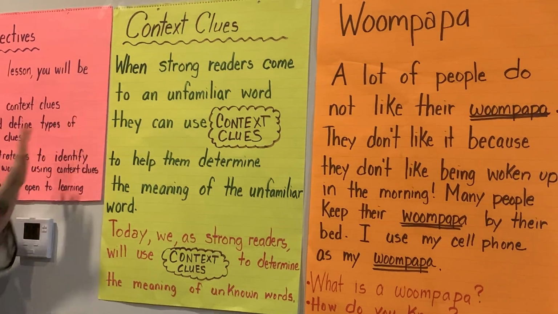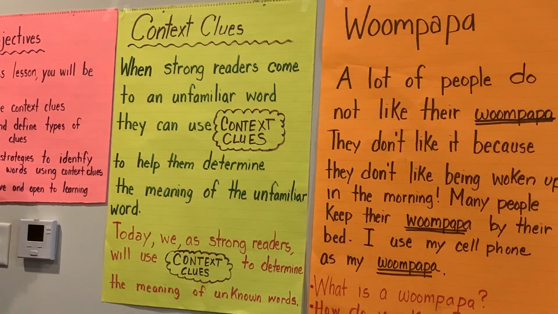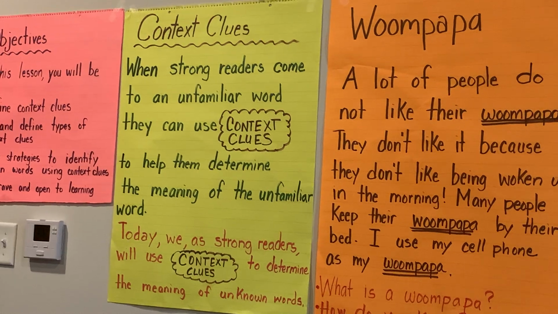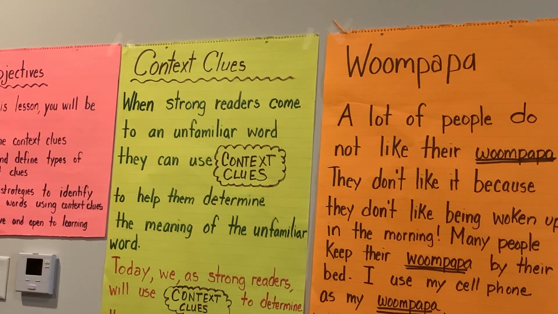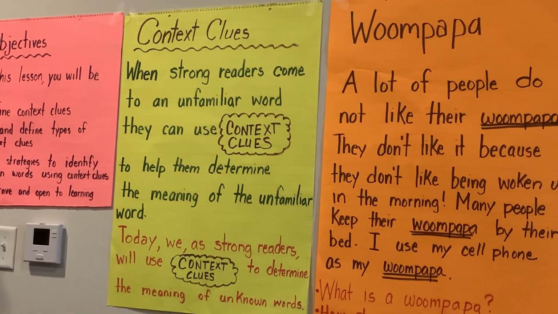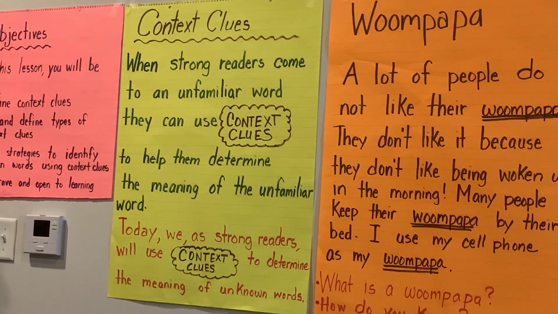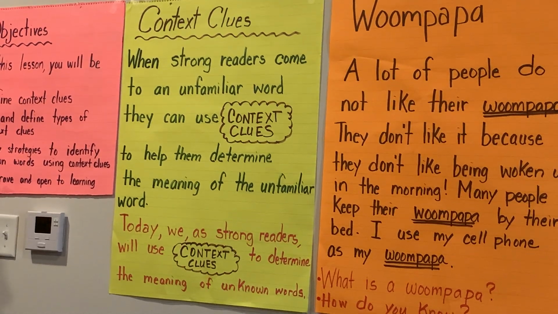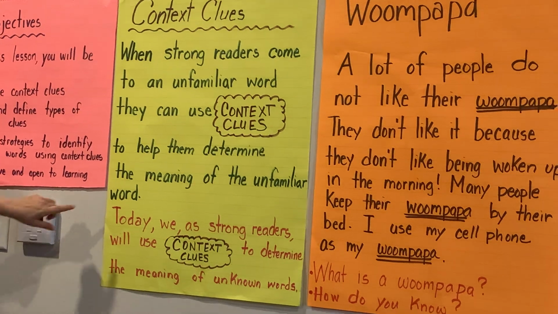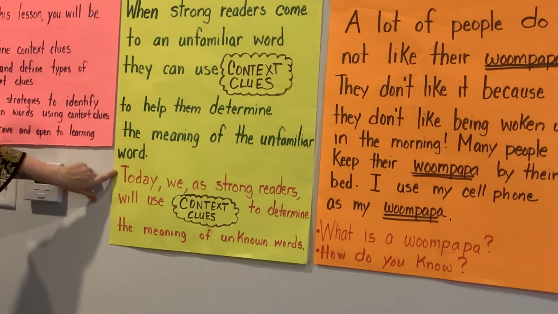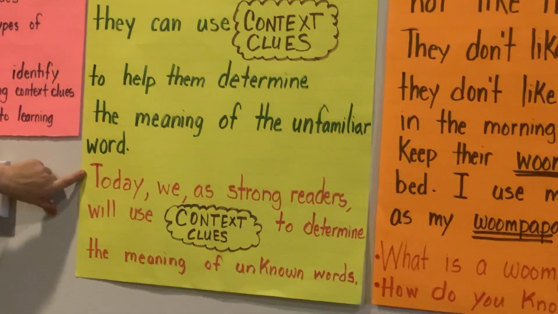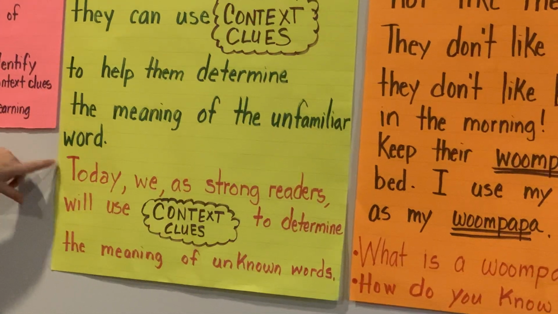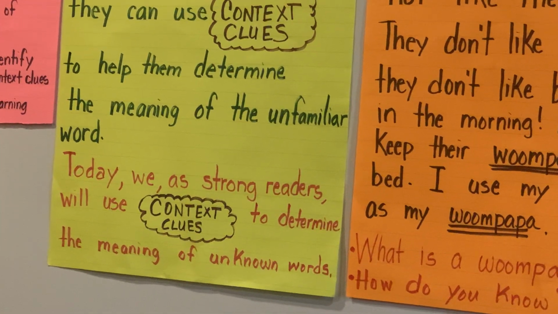So context clues are when strong readers come to an unfamiliar word, they can use context clues to help them determine the meaning of the unfamiliar word. Today, we as strong readers will use context clues to determine the meaning of unknown words.